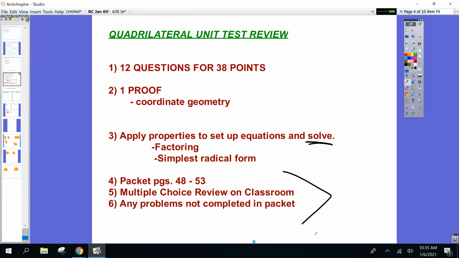And then one other question. You're going to have to solve your equation, and at the end, your answer needs to be in simplest radical form for me. So you're going to have to break down a radical at the end. Those are the other 11 questions. Very straightforward. Here's your figure. Do you know enough of the properties to be able to set up the equation and solve?